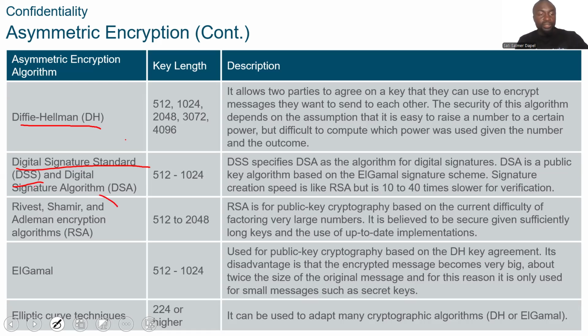Then you have the Rivest-Shamir-Adleman algorithm, okay? The RSA algorithm is for public key cryptography based on the current difficulty of factoring very large numbers. It is believed to be secure given sufficiently long keys and the use of up-to-date implementations. Okay?